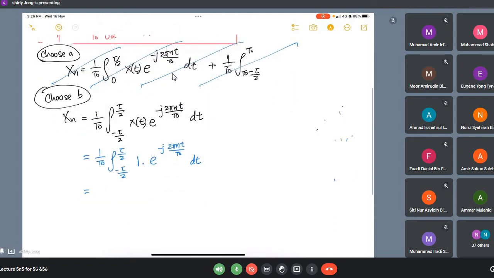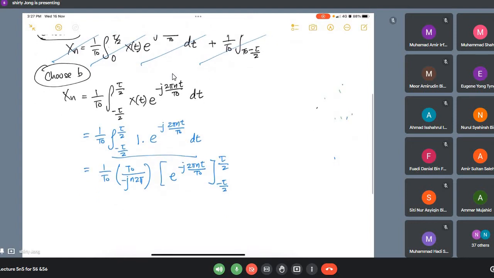So 1 over T naught, I integrate this part, so I obtain T naught over minus j n 2 pi. Then after integration, I remain with exponent minus j 2 pi n t divided by T naught, with the integration from minus tau over 2 to tau over 2. Can you follow this part?